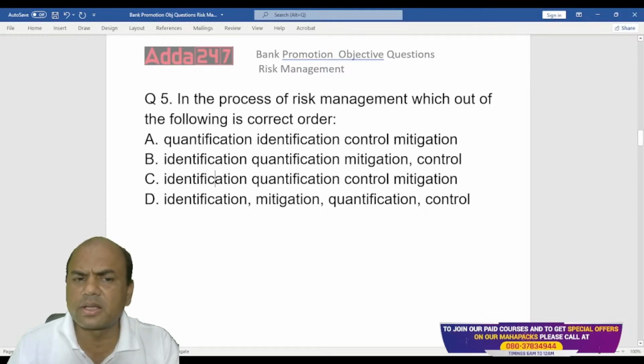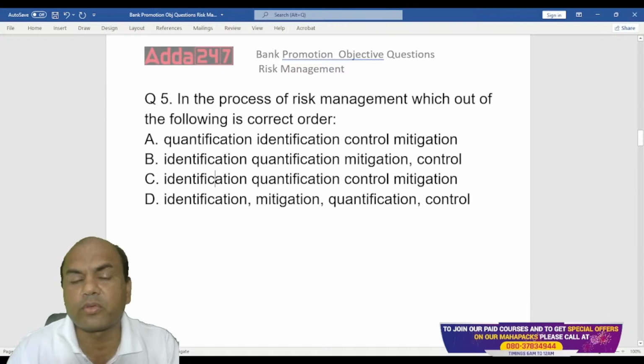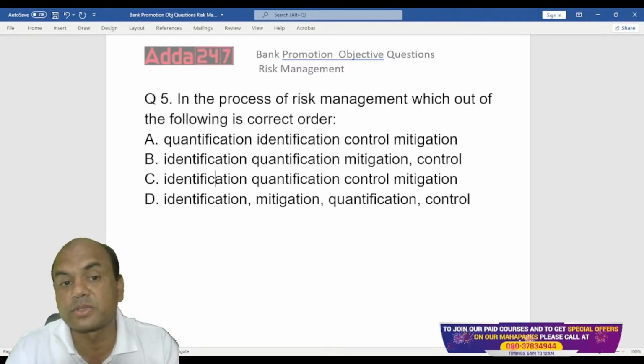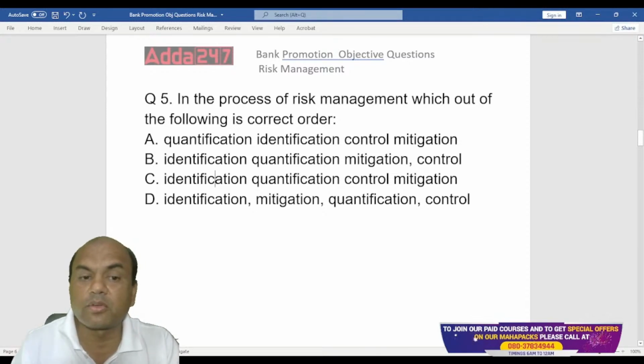Very logical. Look at this. First, what will you do about the risk? Any risk when it comes, first, what will you do? Will you quantify? Quantify means calculate how much is the risk, how much is the effect on me, or will you identify the risk first? First is identification. So A is out. Now think of B, C, and D.